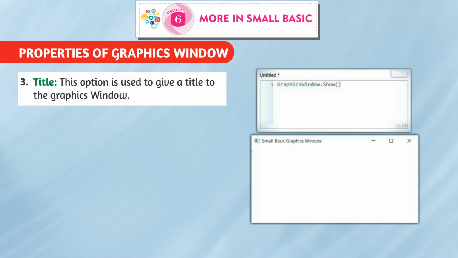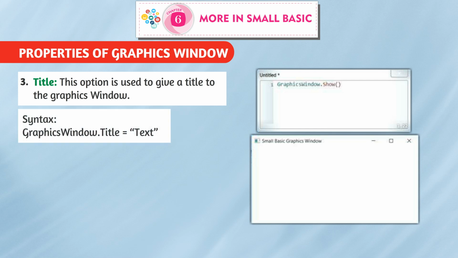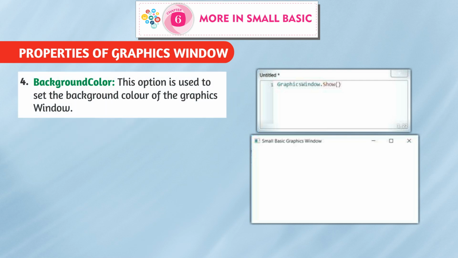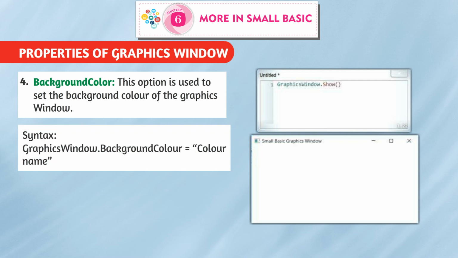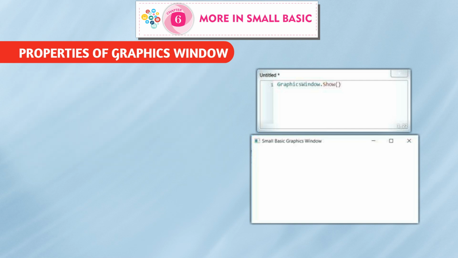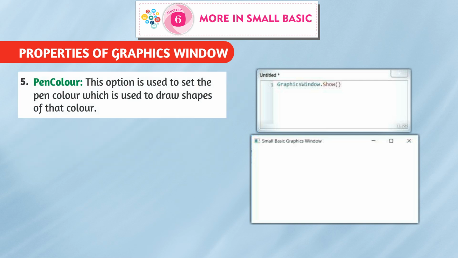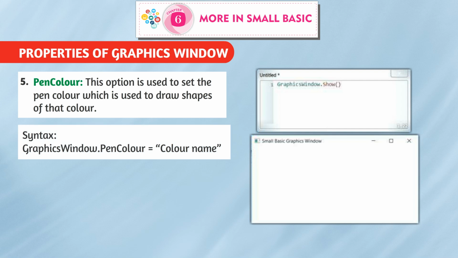3. Title. This option is used to give a title to the graphics window. Syntax: graphicswindow.title = text. 4. Background color. This option is used to set the background color of the graphics window. Syntax: graphicswindow.backgroundcolor = color. 5. Pen color. This option is used to set the pen color, which is used to draw shapes of that color. Syntax: graphicswindow.pencolor = color.